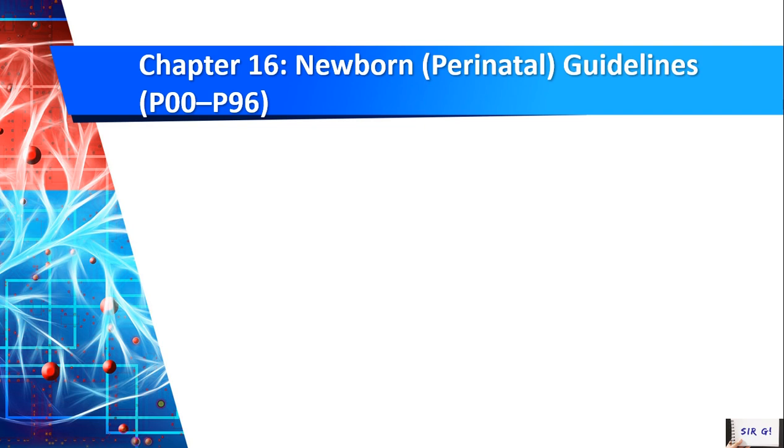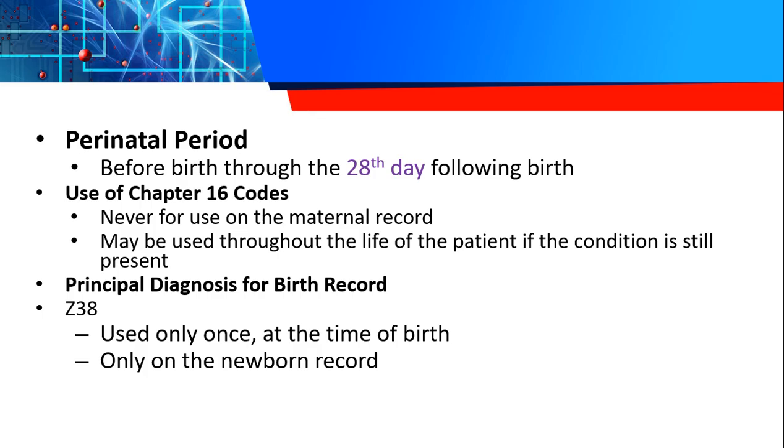Okay, so your chapter 16 will tell you about the newborn perinatal guidelines, like P00 to your P96. So let's start with the first guideline in your chapter 16. Okay, so since we're talking about perinatal, let's define what your perinatal period is first.